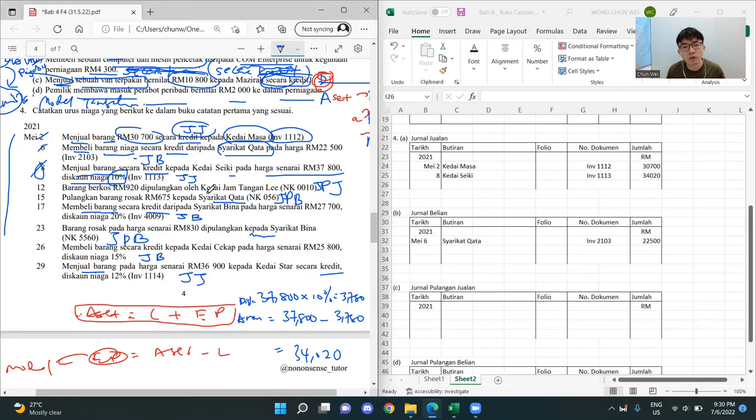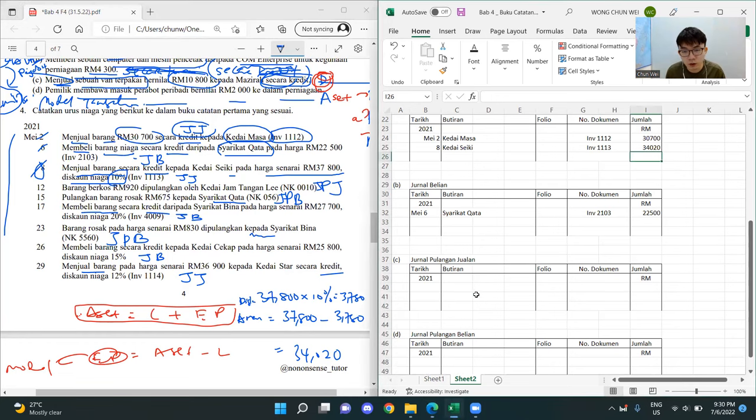We go to 12. 12 is JBJ, Jurnal Pulangan Jualan. Alright? So Jurnal Pulangan Jualan. When is it? May 12. What's the name? Kedai Jam Tangan Li. So ada nombor dokumen tak? Ada. This is a nota credit. NK, nota credit 0010.